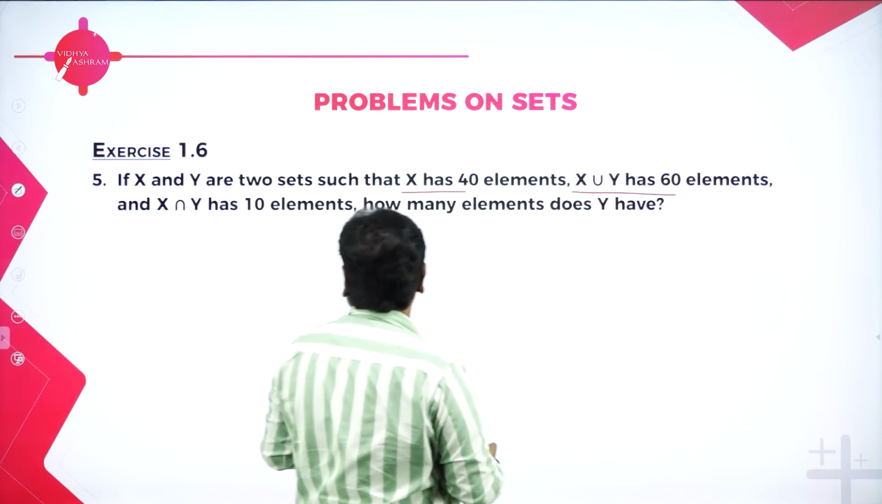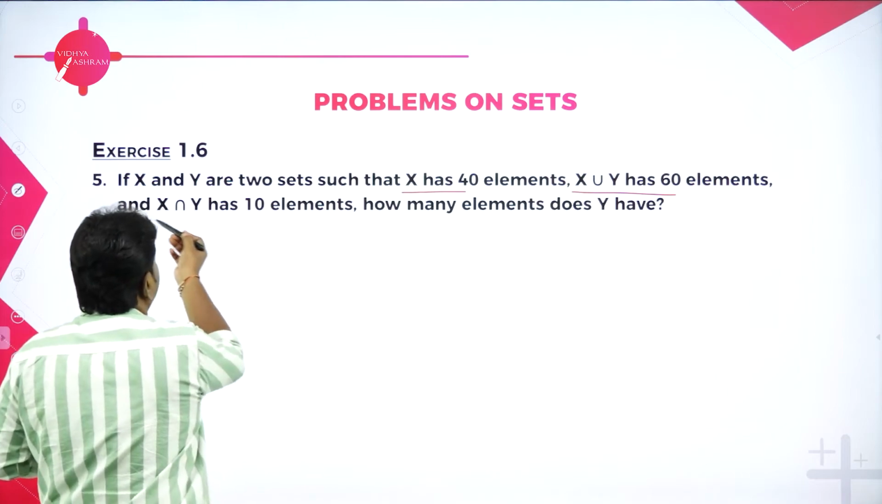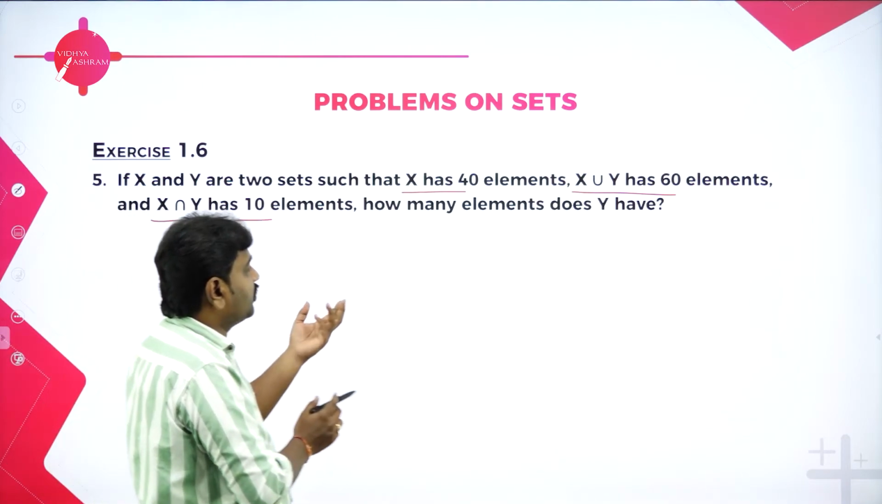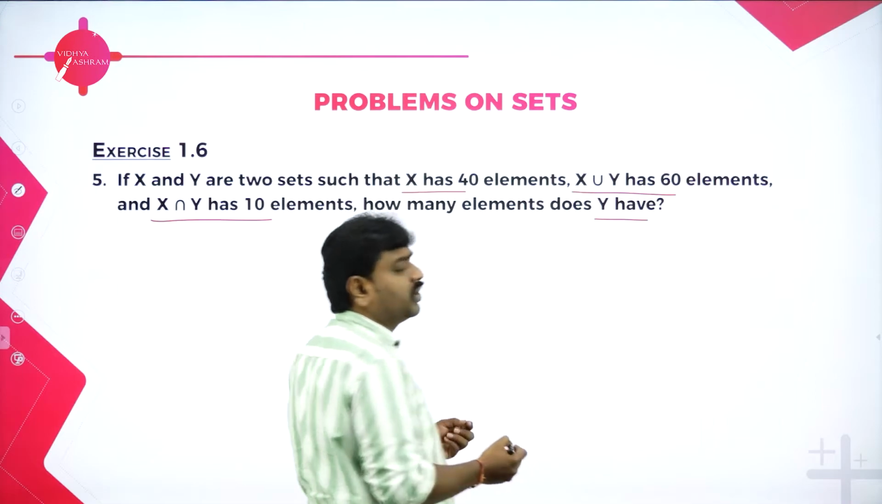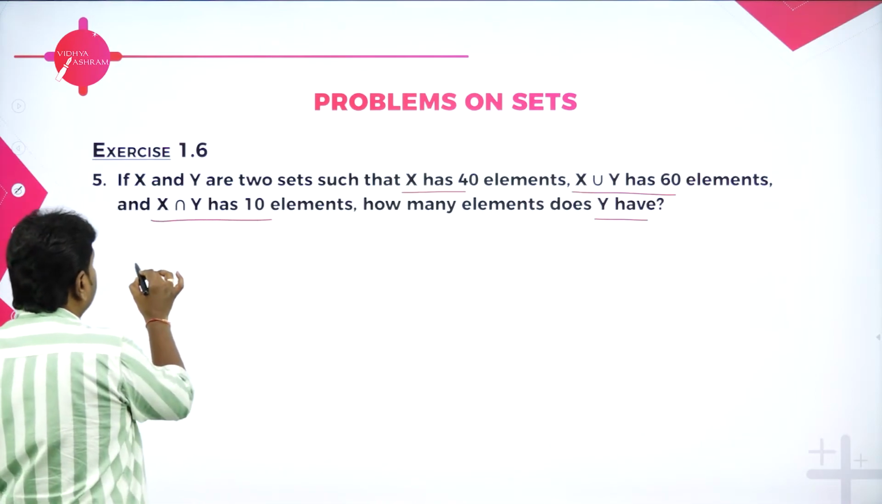Next we have, if X and Y are two sets such that X has 40 elements, X union Y has 60 elements, and X intersection Y has 10 elements. How many elements are present in Y? They want the number of elements in Y. So first what is given, you write.